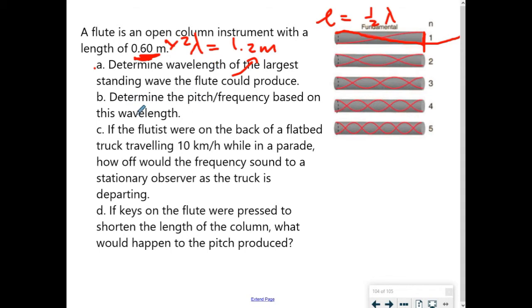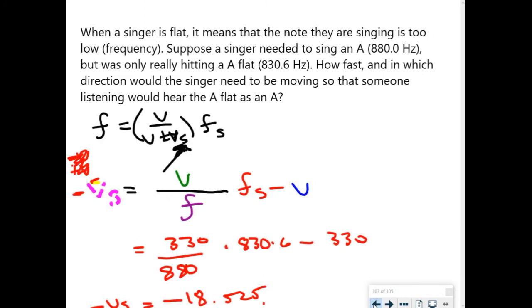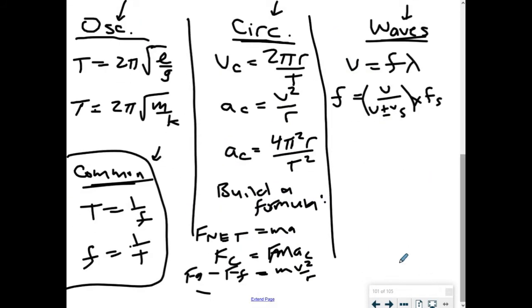Okay. Well, for part B, if I wanted to ask you the pitch or frequency that the flute could make, here's how I do that. The formula for waves, there's only 2. Right? Remember that slide I did earlier? Go back to all those formulas that we have. Where were they? They were here. All these formulas that are right here. If you're trying to figure out what formula to use, none of these formulas fit. None of these formulas fit. It's got to be one of these 2.